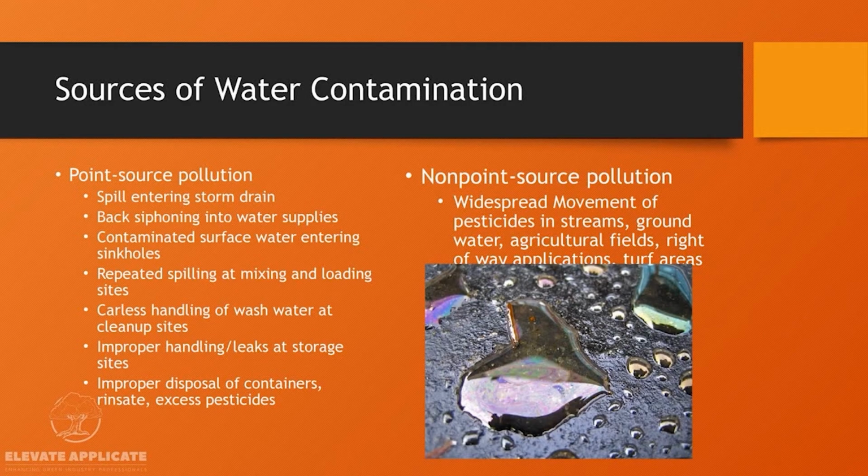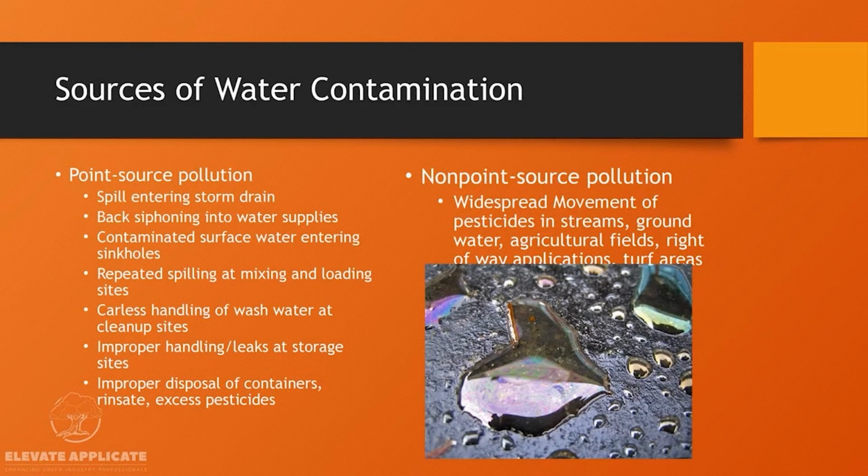So let's talk about sources of water contamination. There are two different kinds: point source pollution and non-point source pollution. We're going to start with point source pollution. That's like a spill entering a storm drain, back siphoning into water supplies, contaminated surface water entering sinkholes, repeated spilling at mixing and loading sites, careless handling of wash water at cleanup sites, improper handling, leaks at storage sites, improper disposal of containers, rinsate, excess pesticides. Those are point source pollution.